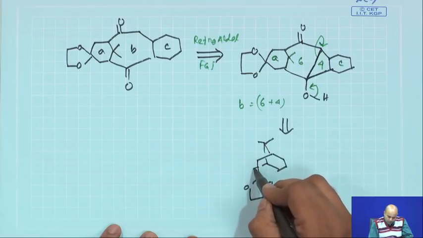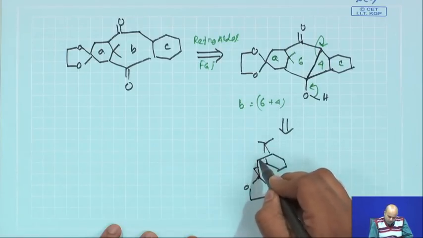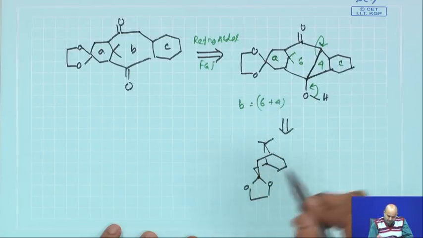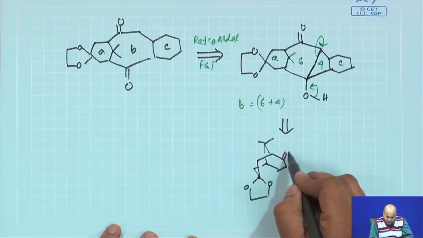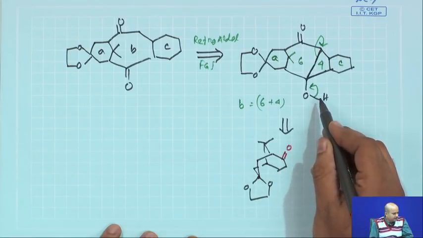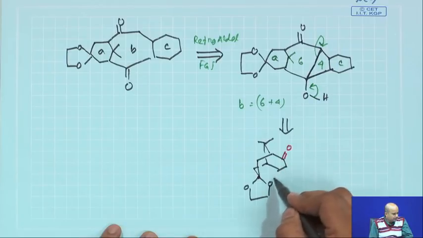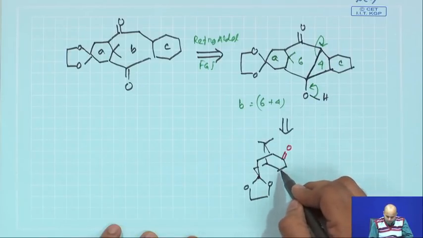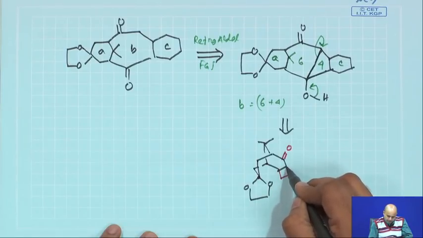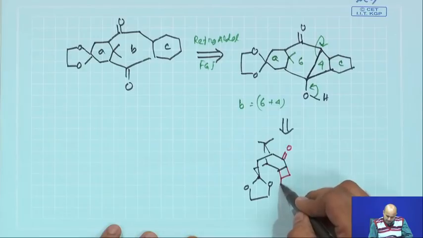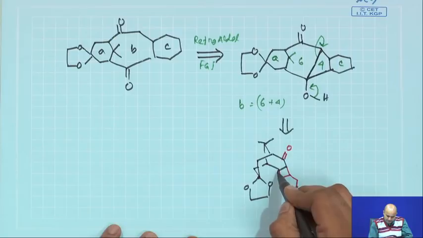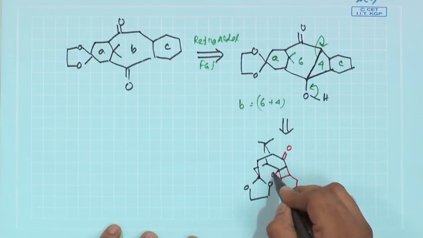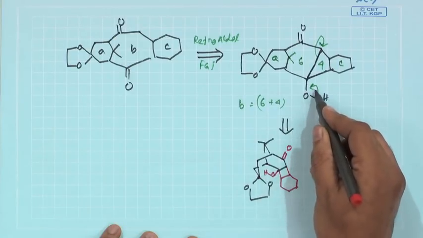So, 1, 2, 3, 4, 5, 6 basically makes the 6 member ring, and then you have to make the 6 member ring as well as this 4 member ring. So, now what I am trying to do, I put a 4 member ring here, and here I am fusing the 6 member ring. So, this structure is basically the structure which you have earlier drawn, this one.